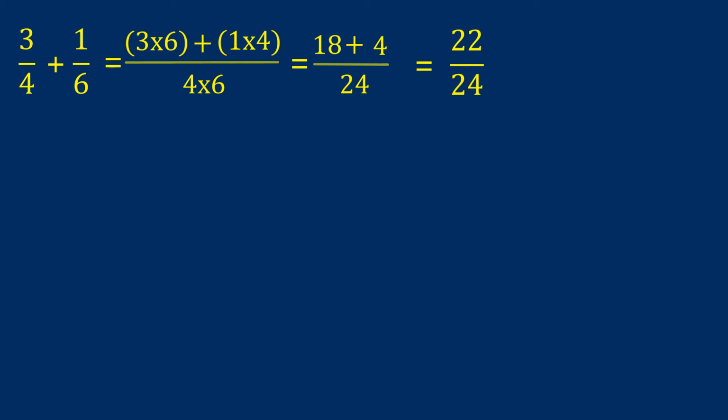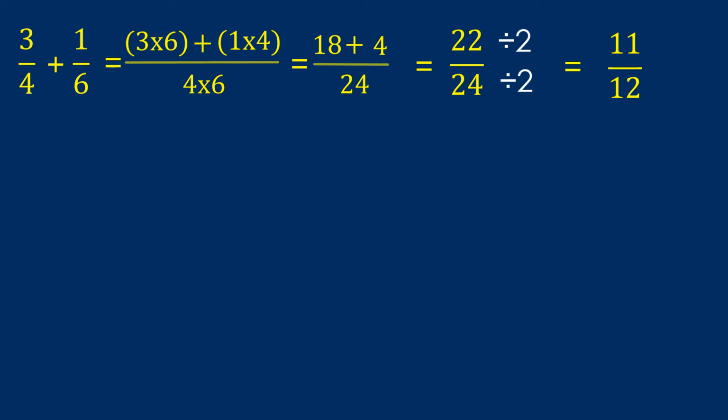Next, you have to simplify the fraction 22/24, since it can be divided by 2. 22 divided by 2 is 11. 24 divided by 2 is 12. So the answer of 3/4 plus 1/6 is 11/12.